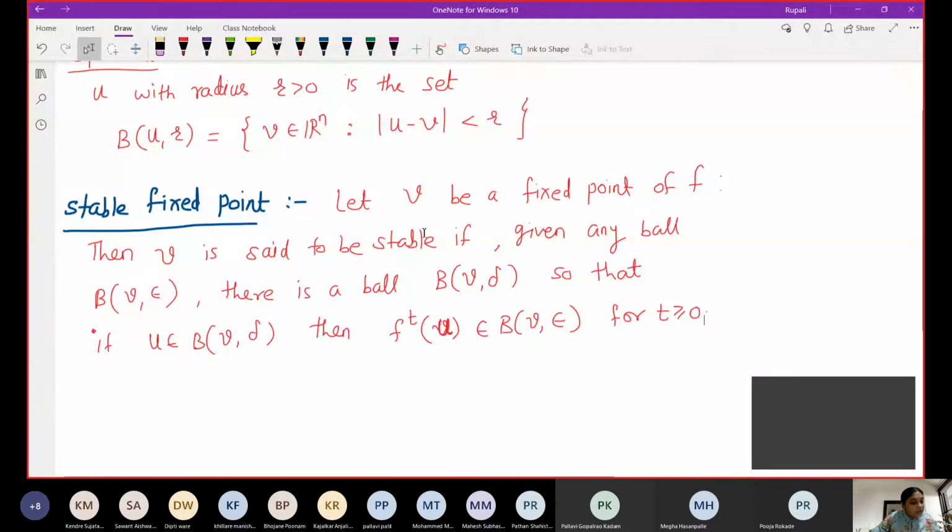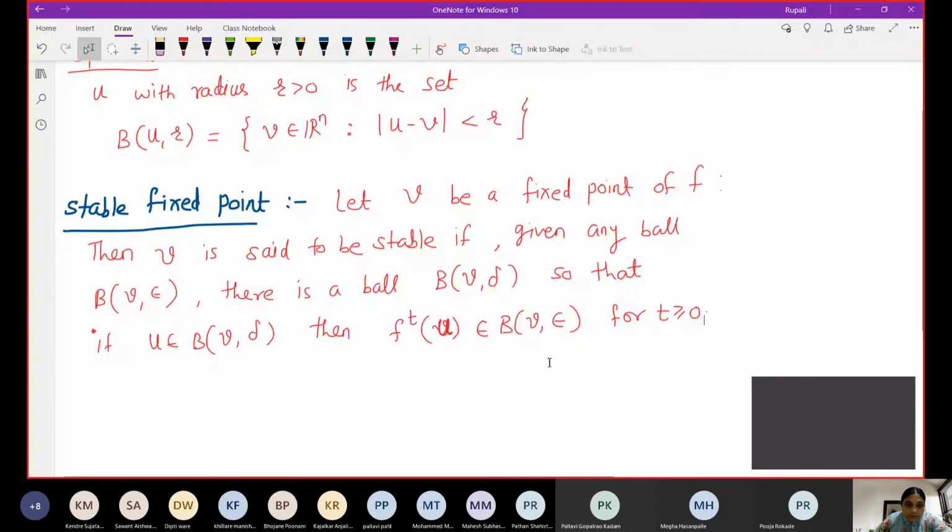So what it means: we are taking an open ball centered at V, and points close to V do not wander from V under all iterations of f. Means if we take any point near to V, that does not go far from V under the t-th iteration of f, that is the meaning. Means they belong to that open ball only, the open ball centered at V with radius epsilon. Is that okay?